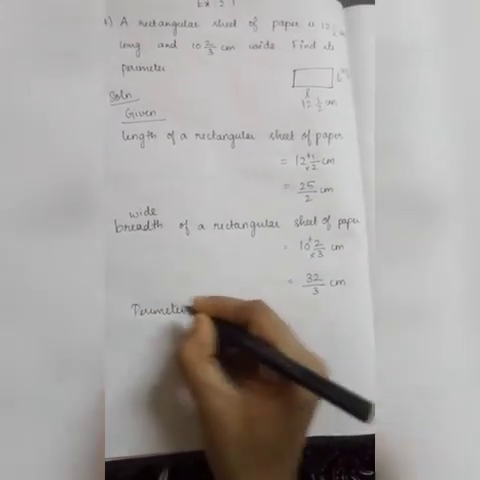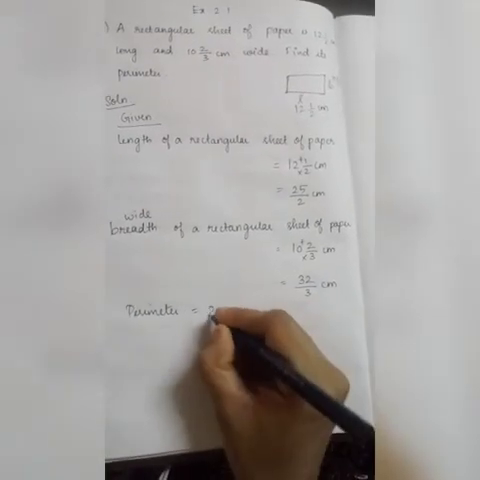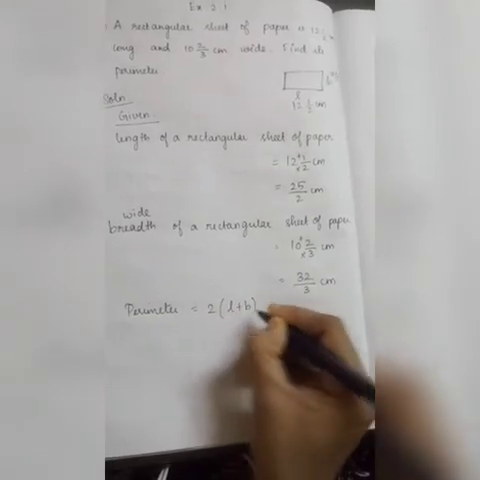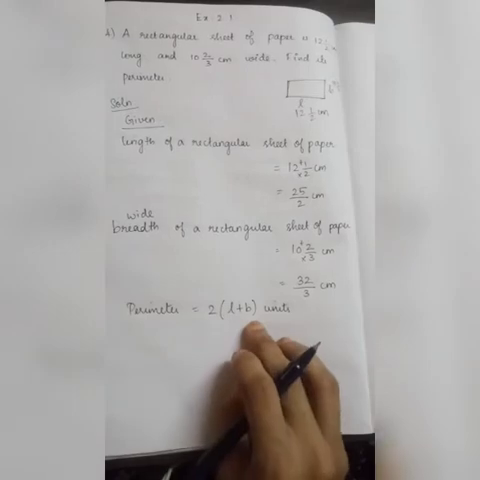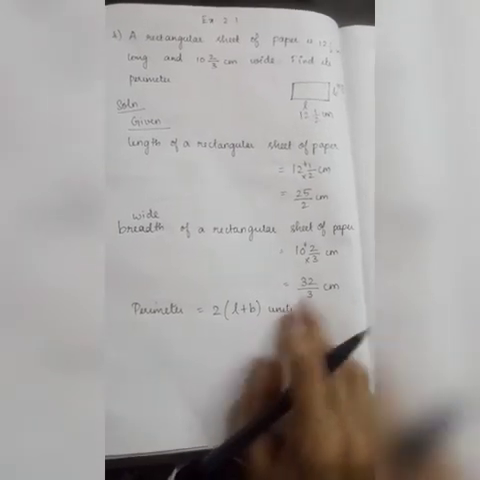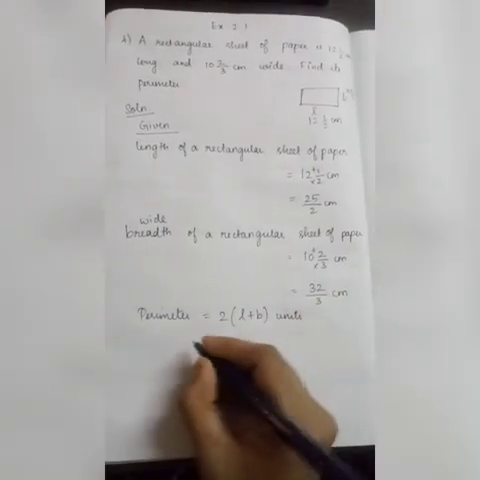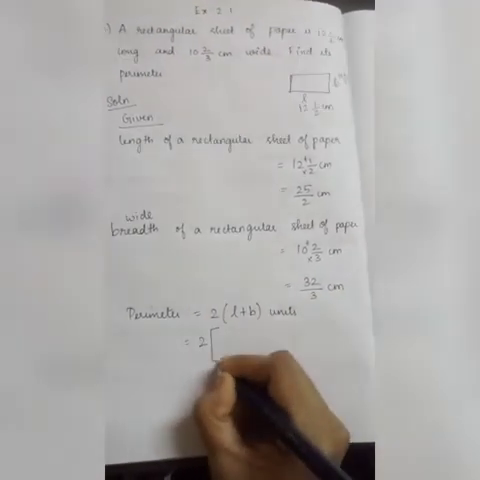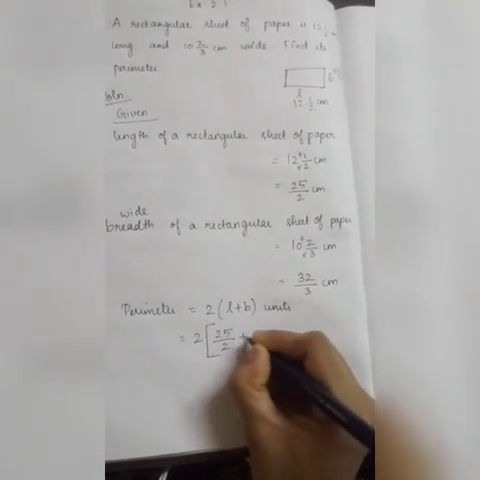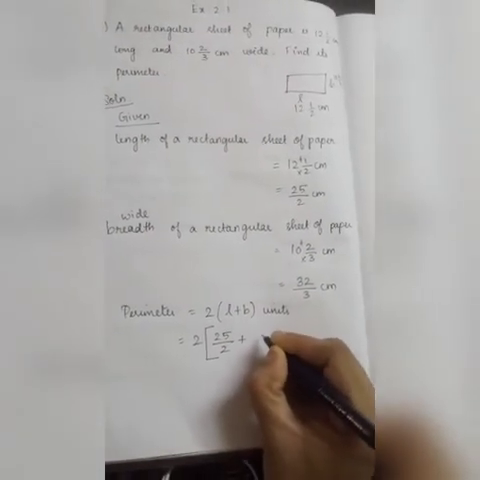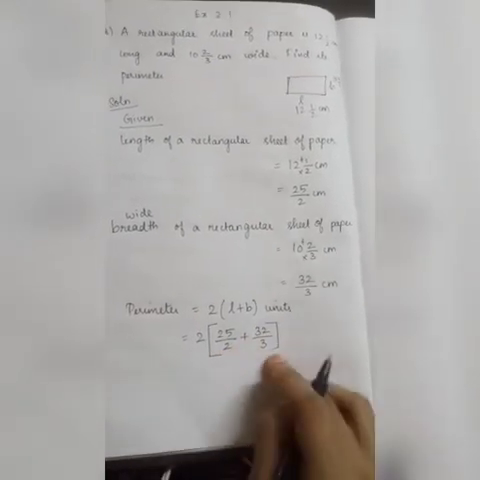Perimeter of a rectangular sheet. So what is the perimeter of the rectangle? 2 into (L plus B) units. Do you remember this? 2 into (L plus B) units. If it is centimeter, you will write centimeter; meter, you will write meter. That's all. Okay. So 2 into, what is your length? 25 by 2, plus what is your breadth? 32 by 3.